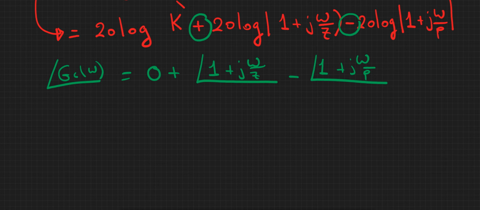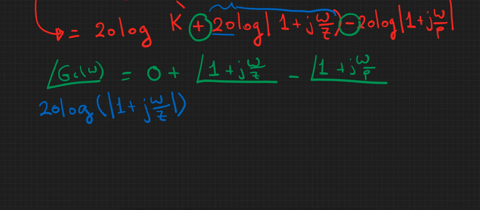So if we ignore this constant term for now, because it's basically adding a DC offset to the overall plot, we now want to examine the structure of this controller in the frequency domain and the log scale. If we take the term which contains the zero, it's log the magnitude of 1 plus j omega over z.